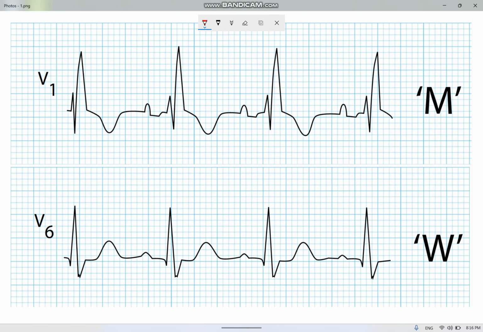Right bundle branch block is characterized as a conduction block in the right bundle branch and so delayed activation of the right ventricle. Because activation of the left ventricle is normal, the initial portion of the QRS complex remains unchanged, but the terminal portion widens. The typical QRS pattern in lead V1 is an RS-R' pattern, in which the initial R is smaller than the terminal R.